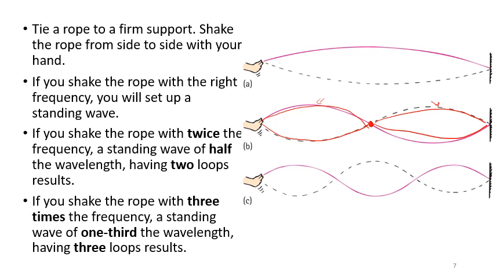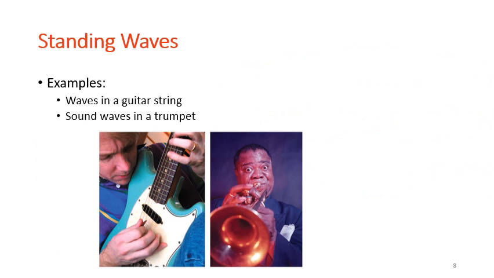In the same way, if you shake the rope with 3 times the frequency, you can see 3 loops. If you check figure C, you can see the first loop, second loop, and third loop. Likewise, you can create loops by changing the frequency. So these are some examples of standing waves.